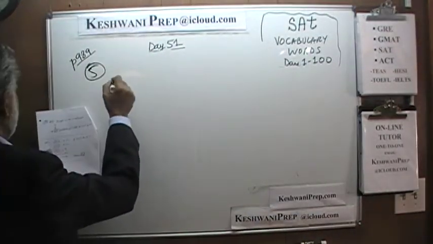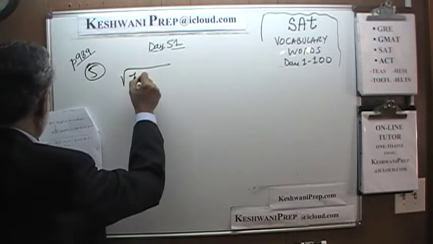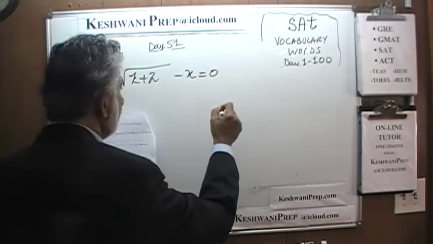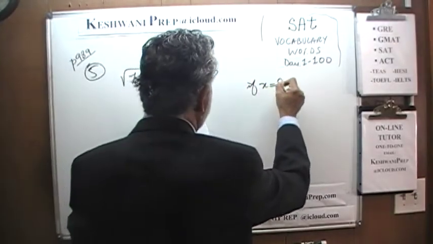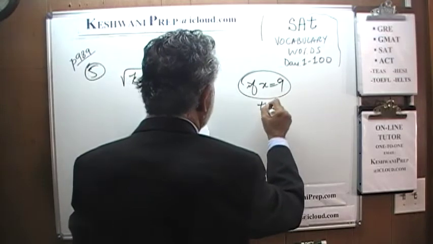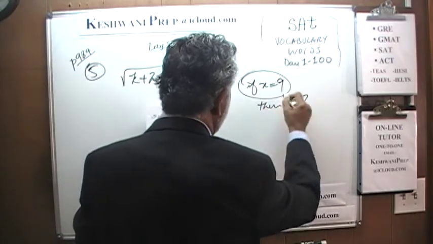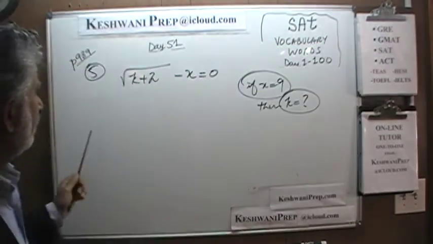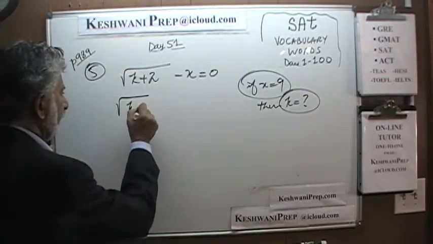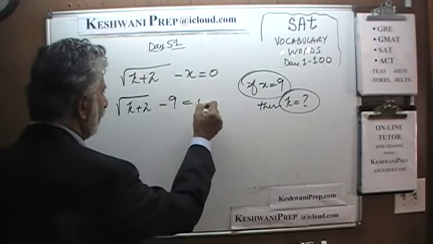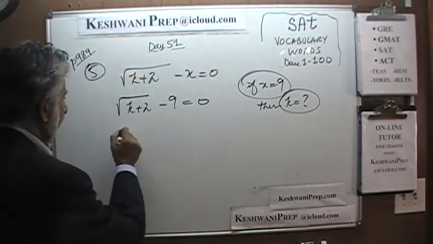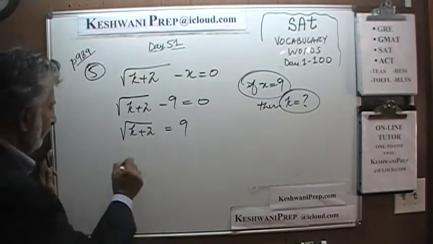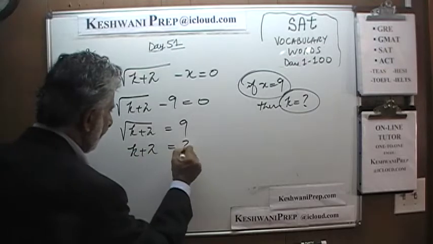Number 5. We have square root of k plus 2 minus x is equal to 0. We are told that if x is equal to 9, then k is equal to how much? So let's put in x equal to 9 in here. So square root of k plus 2 minus 9 will equal to 0. Bring the 9 to the other side. Square root of k plus 2 will become 9. Square both sides and we'll get k plus 2 will become 81.